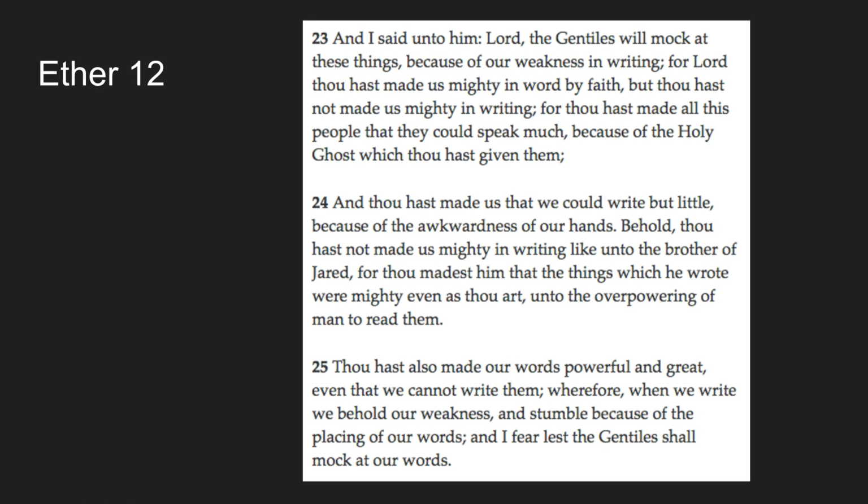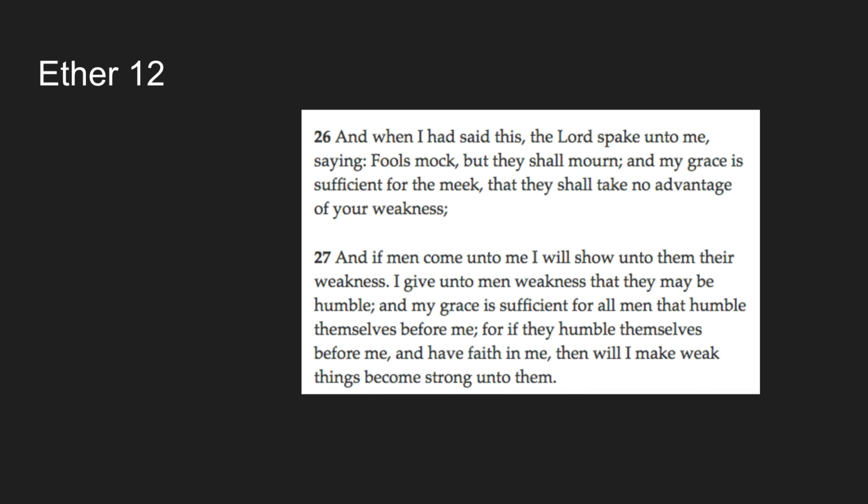For thou madest him that the things which he wrote were mighty, even as thou art, unto the overpowering of man to read them. Thou hast also made our words powerful and great, even that we cannot write them. Wherefore, when we write, we behold our weakness, and stumble because of the placing of our words. And I fear lest the Gentiles shall mock at our words. And when I had said this, the Lord spake unto me, saying, Fools mock, but they shall mourn, and my grace is sufficient for the meek, that they shall take no advantage of your weakness.